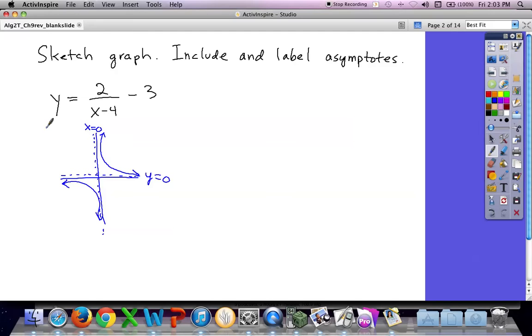How is this graph changed because of the -4 in the denominator? Janice? Right 4, right? So we would take this whole graph and move it to the right 4, which means the asymptote is here.